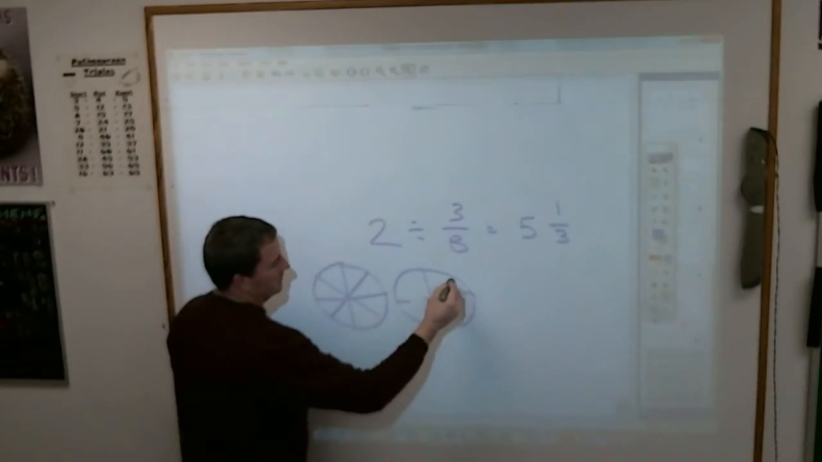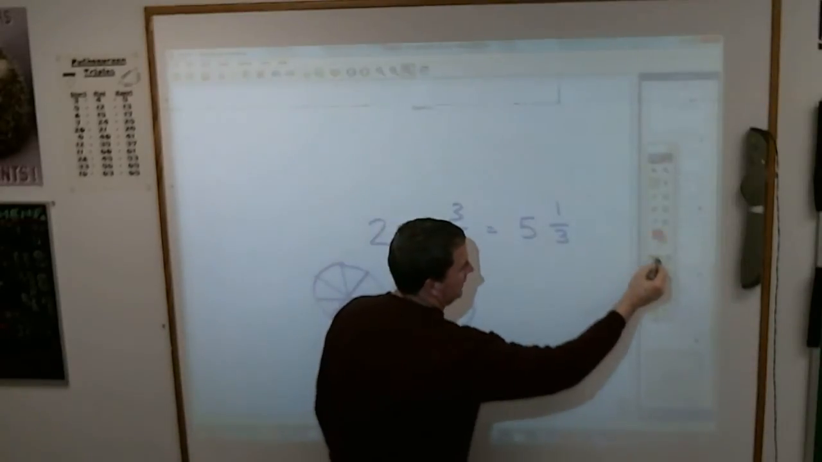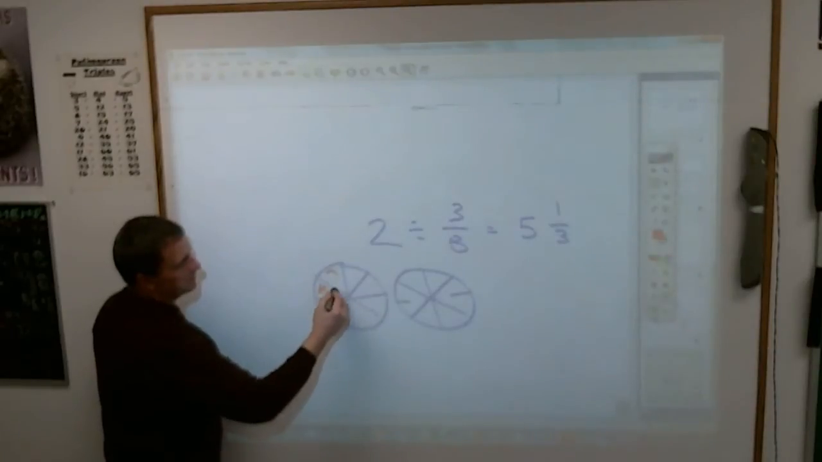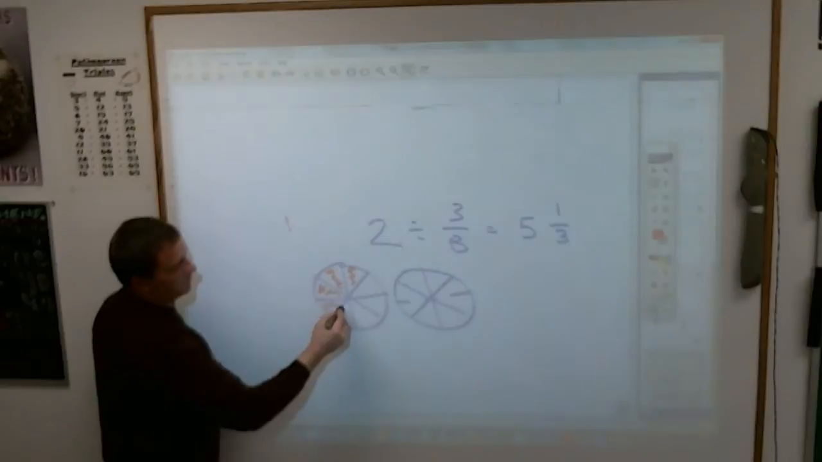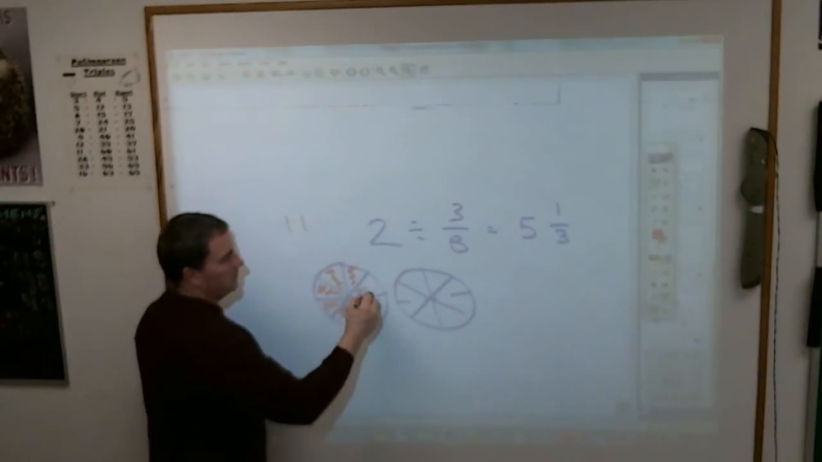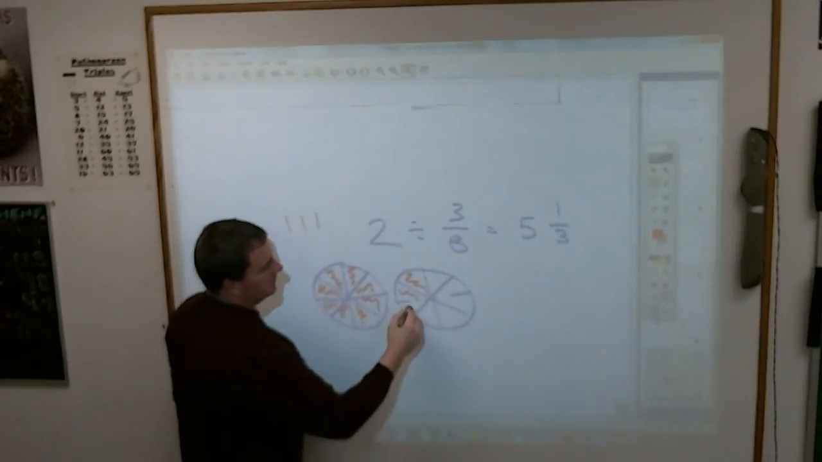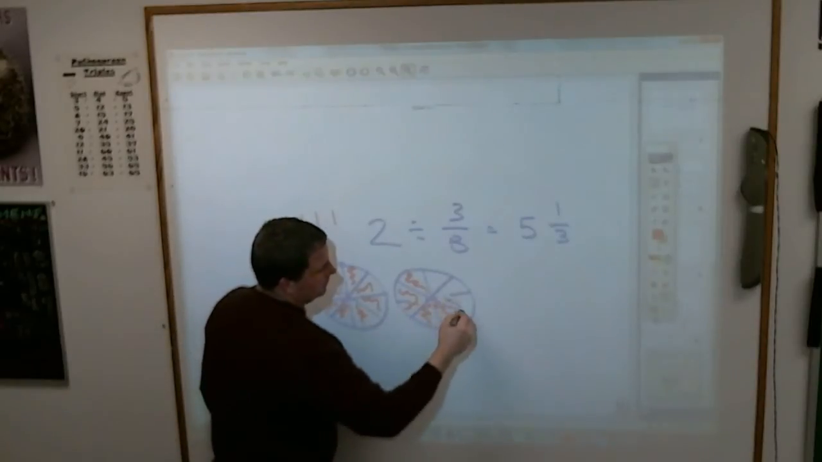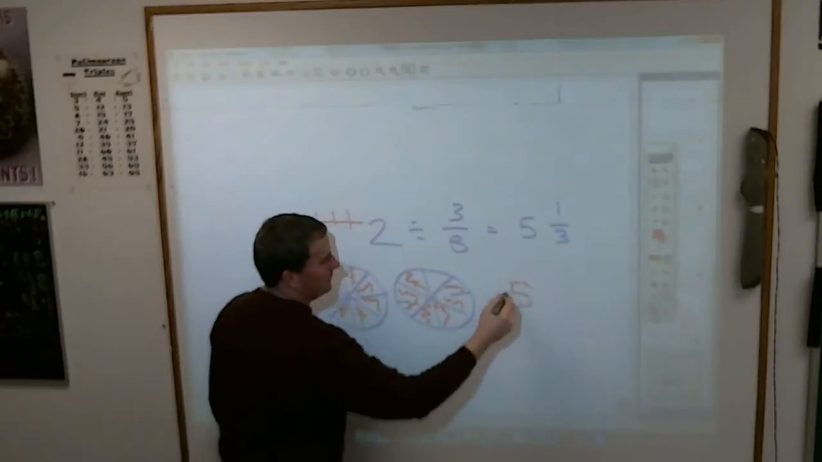So here we go. Here's my 2 whole things. Because I'm working with 8s, I'm cutting them in 8s. I look at how many 3/8 I can take out. Here, that's one group of 3/8, correct? Here's 1, 2, 3. Another group of 3/8. Here's 1, 2, 3. A third group of 3/8. Here's 1, 2, 3. A fourth group of 3/8. Here's 1, 2, 3. A fifth group of 3/8. So that's my 5. I get 5 whole 3/8.